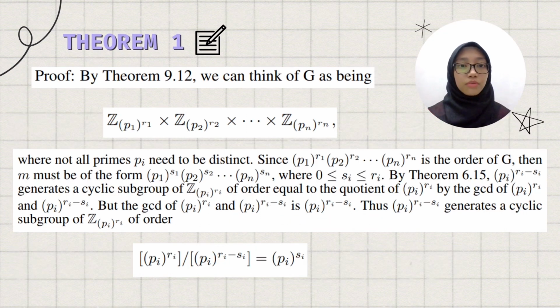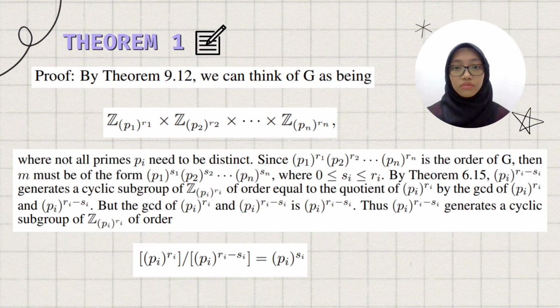Therefore, by using Theorem 9.12, we can think of G as being integers modulo p1 to the power of r1 times integers modulo p2 to the power of r2 times until integers modulo pn to the power of rn, where not all primes pi need to be distinct. Since p1 to the power of r1 times p2 to the power of r2 times until pn to the power of rn is the order of G, then m must be of the form p1 to the power of s1 times p2 to the power of s2 times until pn to the power of sn, where si is between 0 and ri.